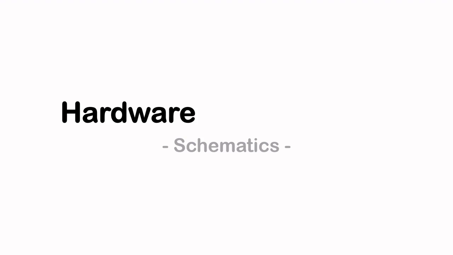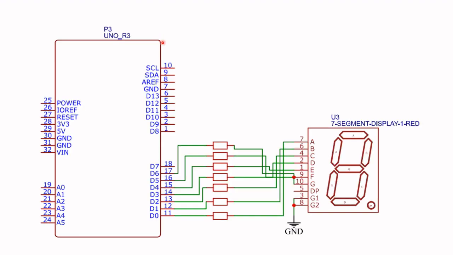Hardware. For this video, you will need some hardware to test out the code. So here is the schematic. Here is the Arduino Uno, and I'm making full use of port D of the Atmega 328. On the Arduino Uno board, that would be GPIO 0 to GPIO 7.